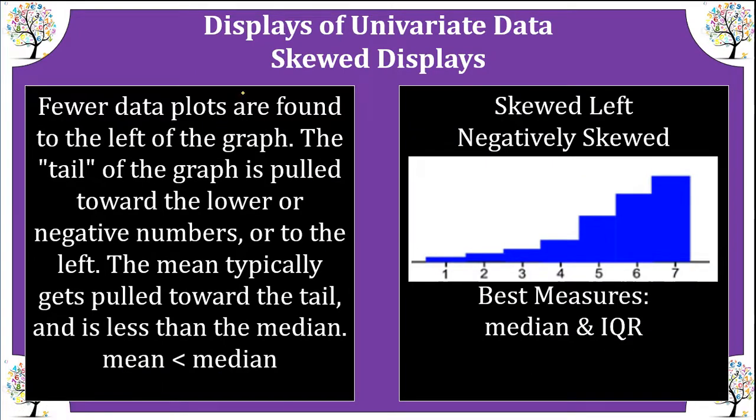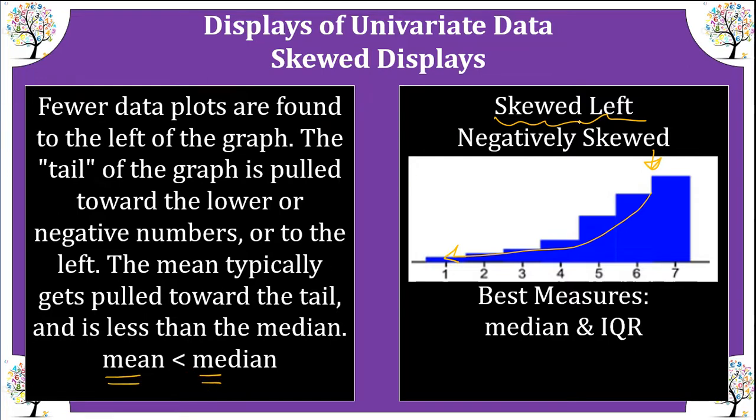Now let's talk about skewed left. So it's just the inverse of skewed right. Skewed left means most of the data is on the right side, but we have an outlier that is pulling the data toward the tail and pulling the data a little bit left. It is skewing the data. This time, the mean gets pulled lower than the median.